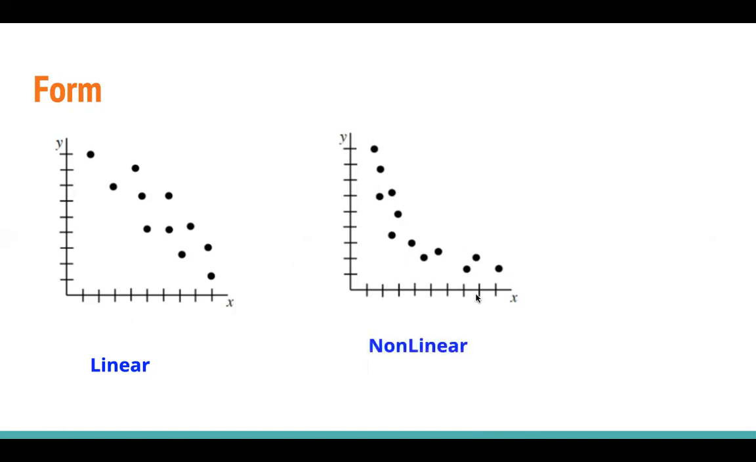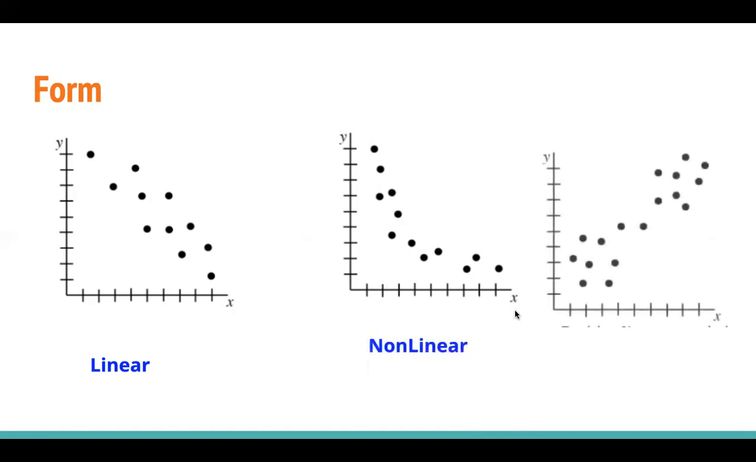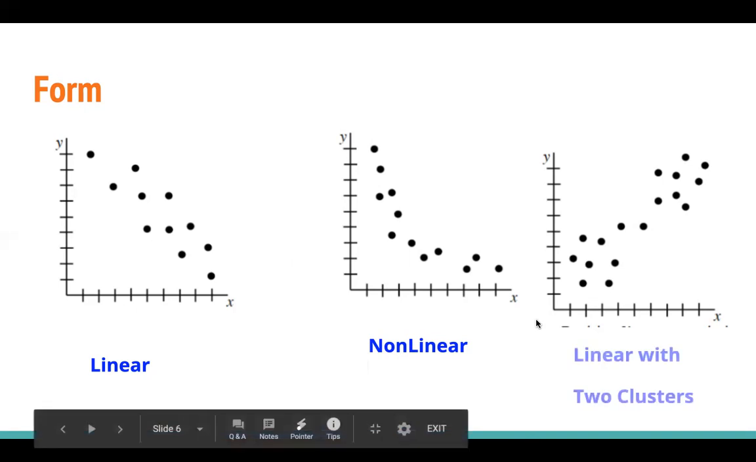Form. I can have linear, so the best thing I could draw through here is a line. I can also have nonlinear. See how this data is kind of curving? If I was to try to model it, it would be best to have something curvy, so we would say this is nonlinear. And here, there are kind of two gaps, but even if I had to make a model, I would still make a line. So I'd say this is linear with two clusters.